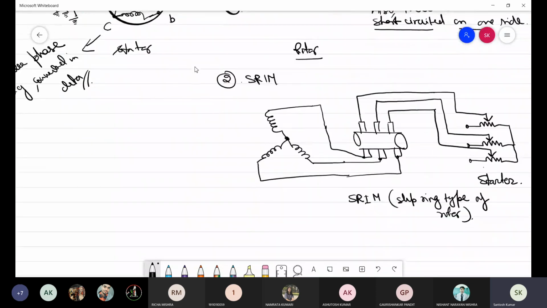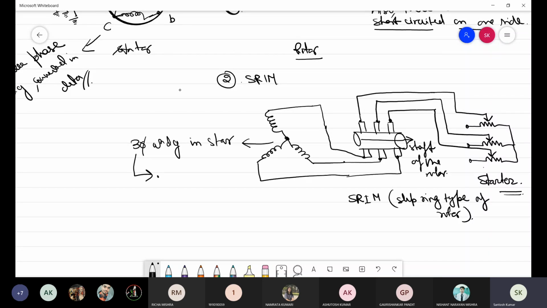Now second type of rotor is slip ring induction motor. This rotor will be having three-phase winding in star. Now the windings will be connected to three slip rings. This is the shaft of the rotor. So windings will be connected across three slip rings, and then it is connected to the starter. So we need a starter to start the three-phase induction motor.